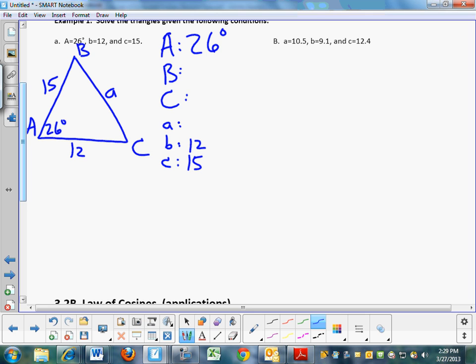So what side am I trying to solve for? A. So I'll use this formula. A squared is equal to B squared plus C squared minus 2BC times the cosine of A. So that's the first formula off your list. Okay.